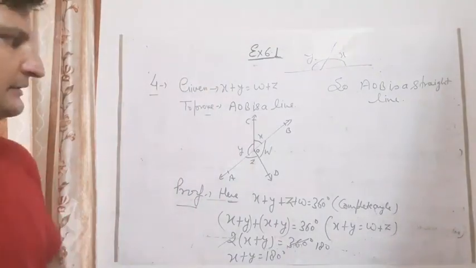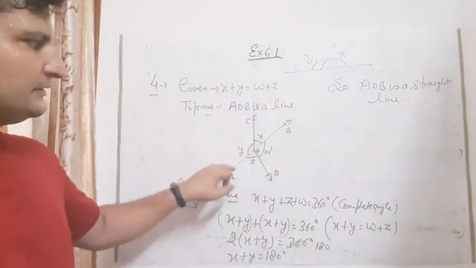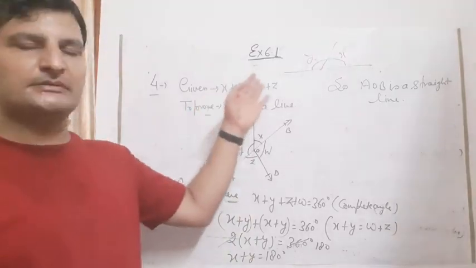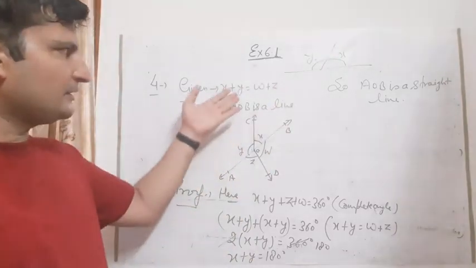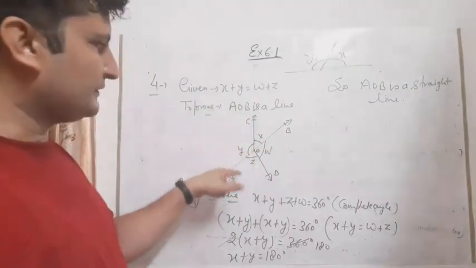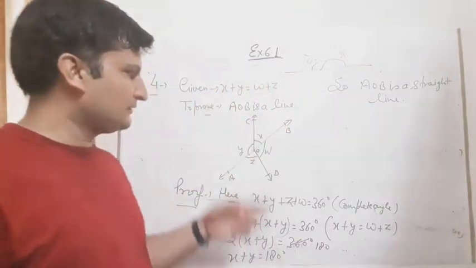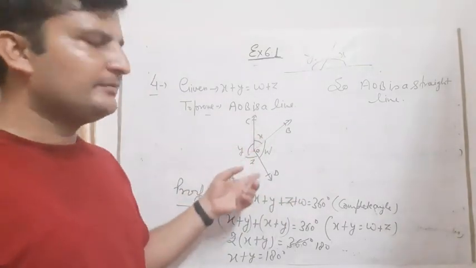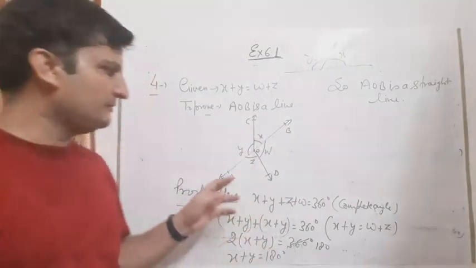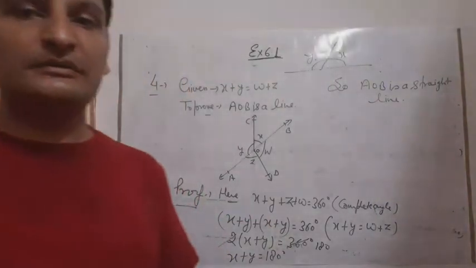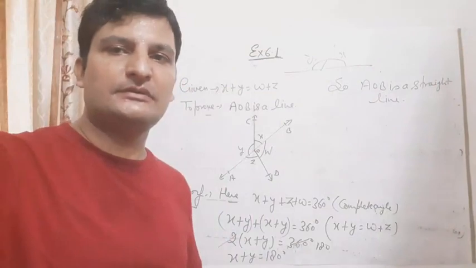Understood students? This is a very easy question. You can use the concept of complete angle. और जो आपको दिया हुआ है x plus y equal to w plus z, either you can put x plus y की जगह आप w plus z भी रख सकते थे. So यहाँ से भी लाइन आ जाती है. तो after all we have to find that x plus y is equal to 180 degrees, either w plus z is equal to 180 degrees. So it means AOB is a straight line. Yes, students, now note it down. These are the very important questions of lines and angles.